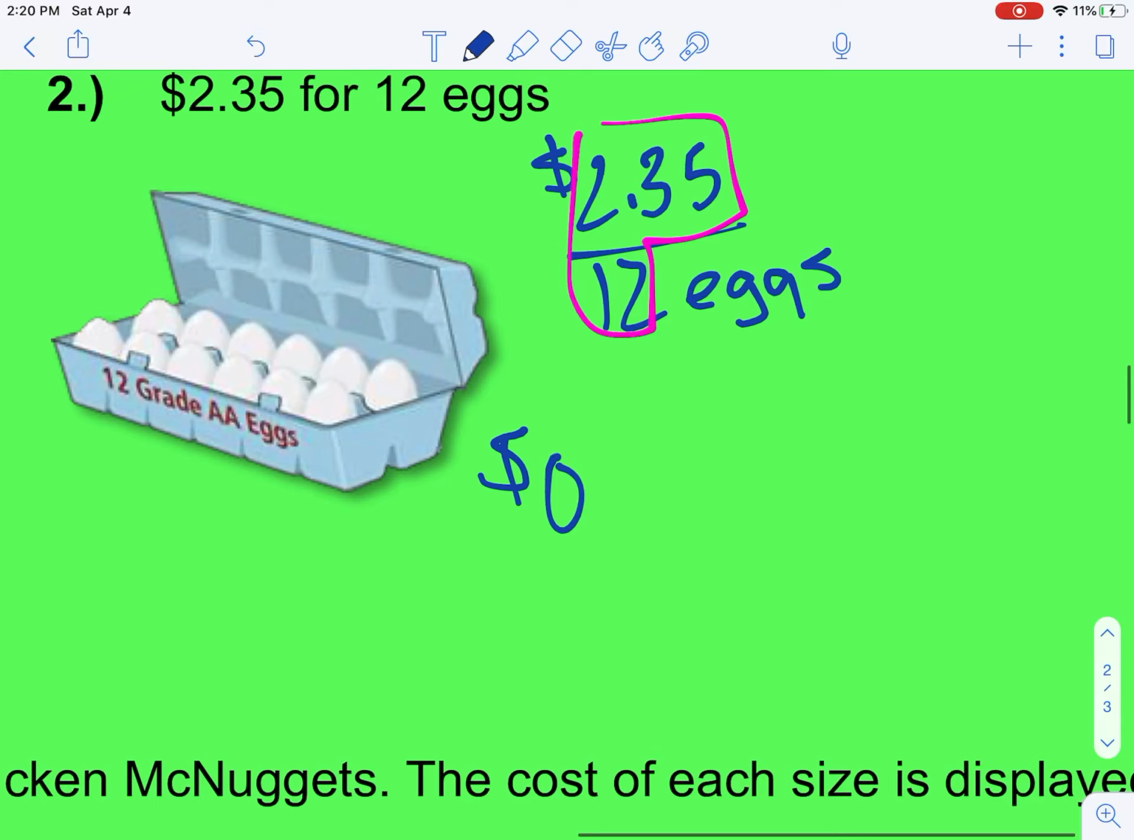It ends up being 0.195. I'm going to stop right there. I look at the 5. The 5 means I need to round up. So that 19 cents actually turns to 20. And that means that I pay 20 cents per egg.